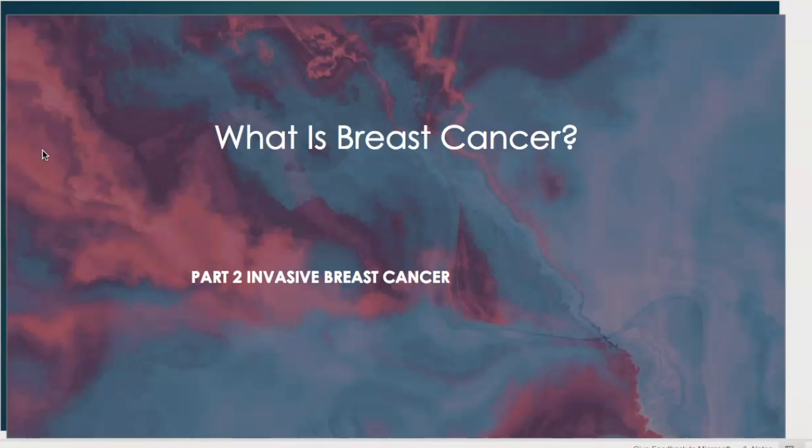This approach is not entirely successful. It does have side effects. And obviously, breast cancer is a disease which is not always curable. But we will be going into more depth in future talks about invasive breast cancer and all of the treatments that occur. I hope you have learned something from listening to me today.